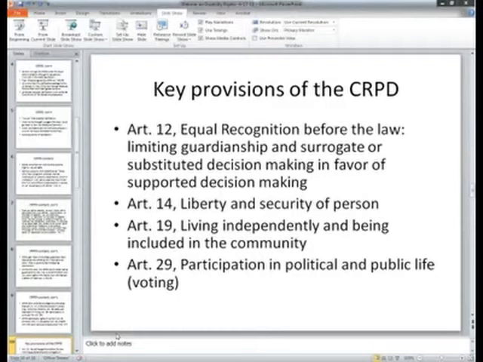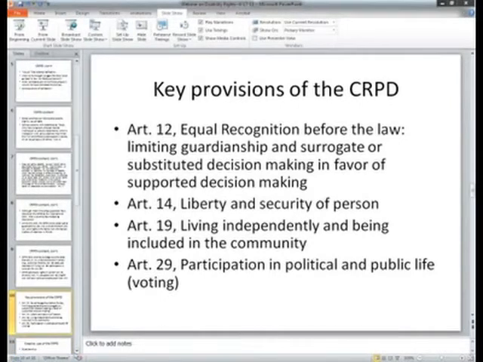And in the last one I mentioned on this slide, there could be others, but just Article 29 on participation in the political process or voting. I've learned, and I learned this somewhat personally because I have a sister with a disability for whom I'm the guardian, that the state laws really vary as to whether people under guardianship may or may not vote, including limited or plenary guardianships. And this is a provision I think that's going to get a lot of attention. There's been some beginning efforts to bring cases on it.